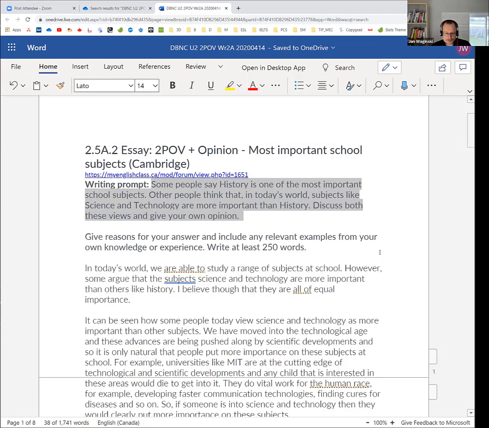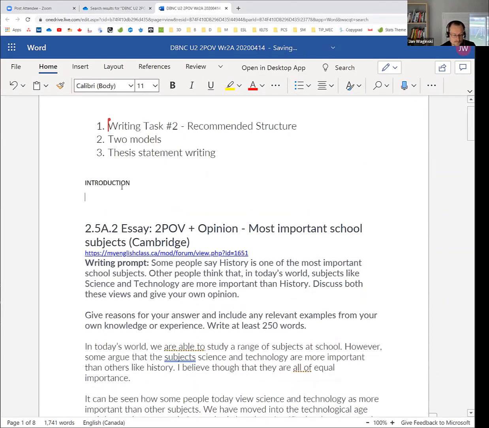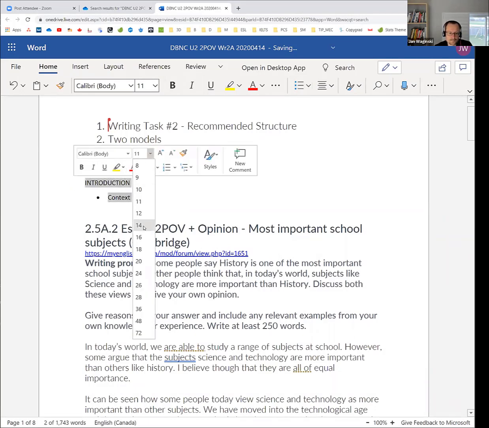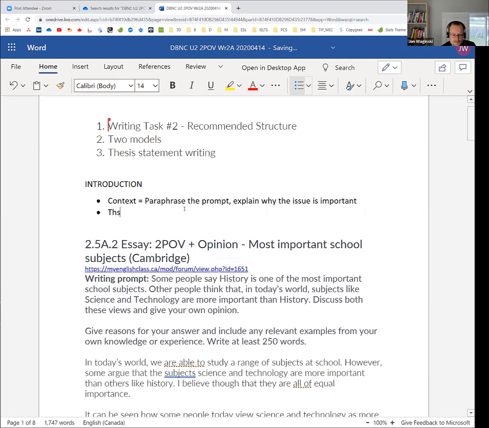And the structure is going to be, again, very similar to agree-disagree, where you talk about the context. And let me just blow this up a little bit. And that's just paraphrase the prompt, and if needed, explain why the issue is important. Give your thesis.